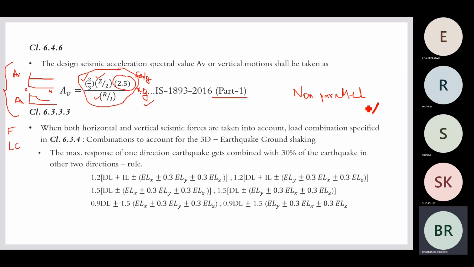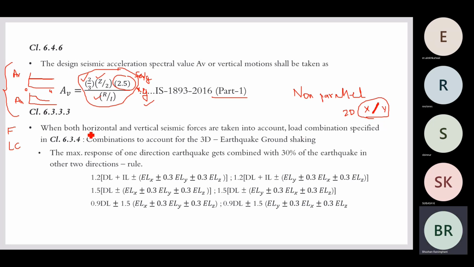So when there is non-parallel or non-orthogonal, orthogonal means 0 or 90 degree. If your lateral load resisting system is not in 0 degree nor in 90 degree, it is in between, then we have to consider the earthquake force in X and Y direction both. Okay, so in that case, you have to consider 100% in X and 30% in Y. Similarly, 100% in Y and 30% in X. So this is the condition in which we consider X and Y both direction earthquake. So this is called 2D earthquake, right? Two directional earthquake we are considering for this type of system.